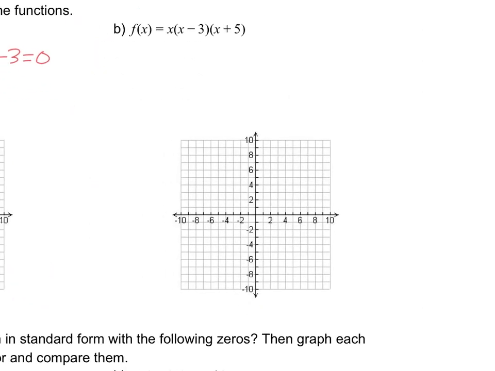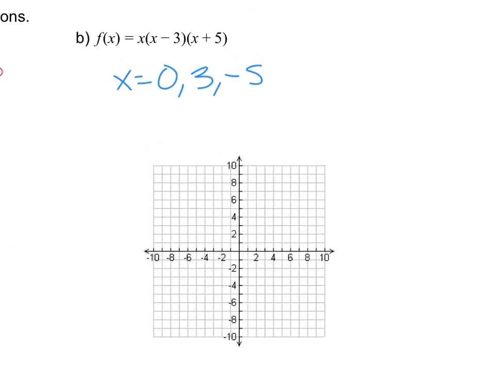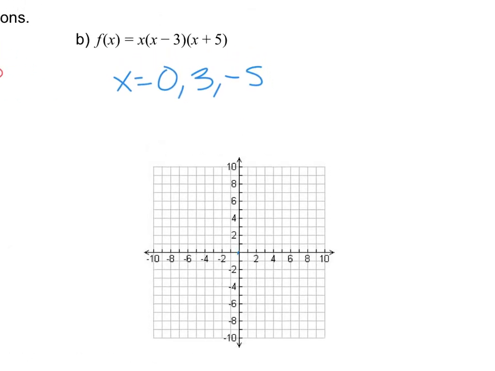Okay, and the next one. So first we need to find the zeros again. So that would be x equals 0, x minus 3 equals 0. That would give you positive 3, and then negative 5. So I'm going to go ahead and plot these. So 5, 3, 0, 3, and negative 5.